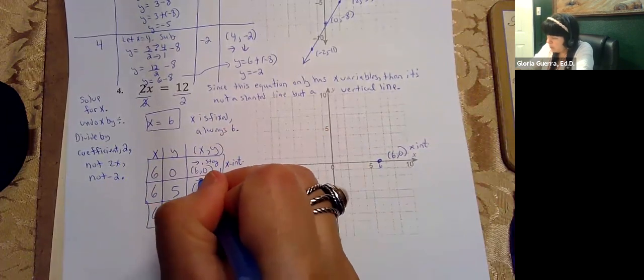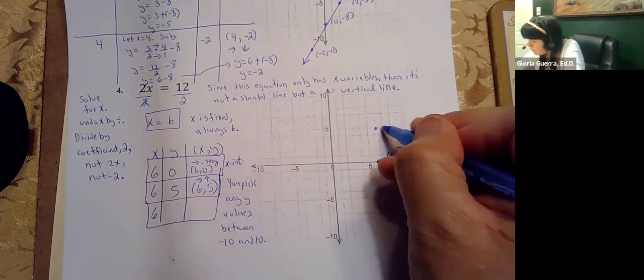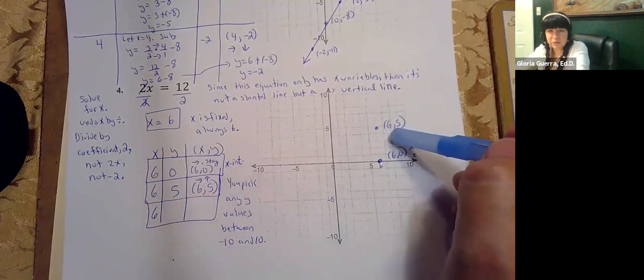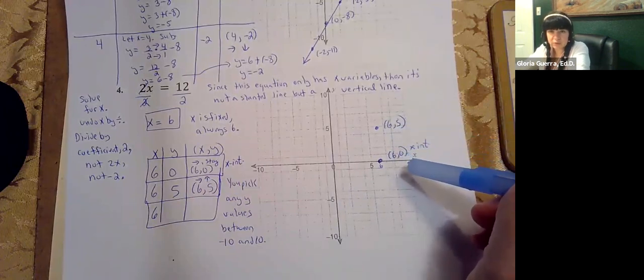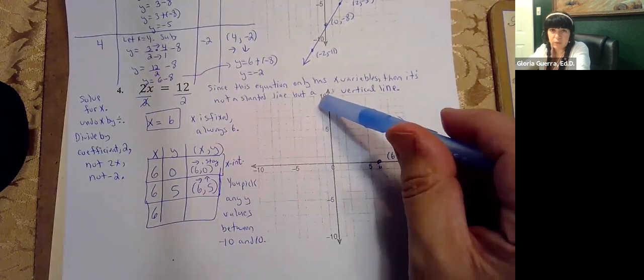Okay, I'm going to choose 5, so 6, 5. So go to the right and then go up. Go to the right 6 and then go straight up to 5. That's not an intercept. That doesn't cross the x-axis or the y-axis. So that's not a special point. There's two special points, which are the intercepts, the x-intercept and the y-intercept.